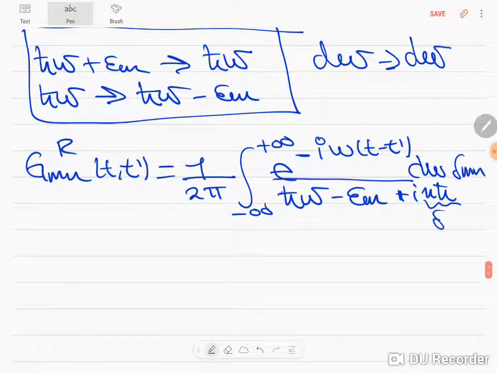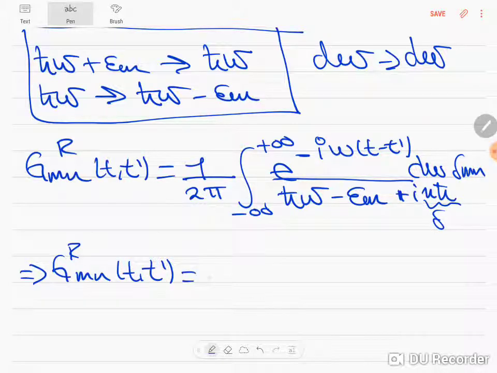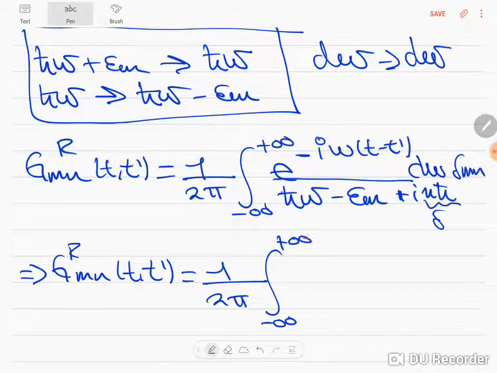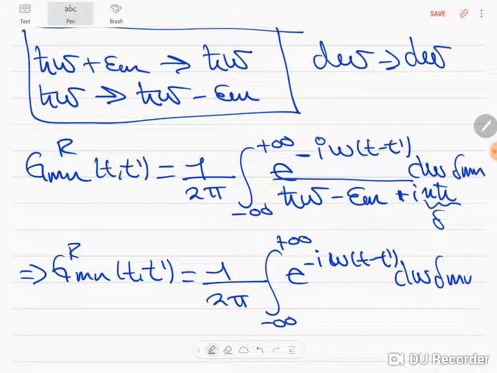And then I end up with G retarded in basis of mn of t, t prime equal to 1 over 2 pi times the integral from minus infinity to plus infinity e to the minus i omega (t minus t prime) d omega, delta_mn over h bar omega minus E_m plus i delta. So this is clearly the Fourier transform of something.